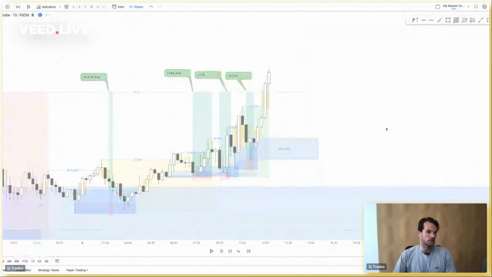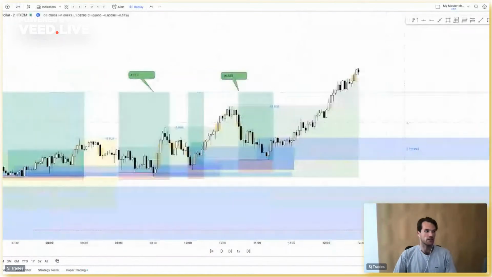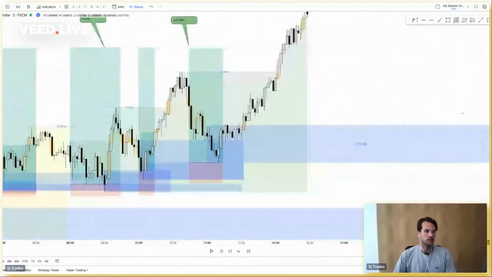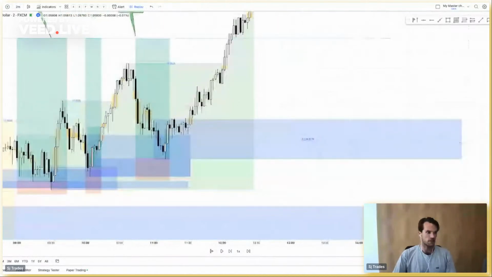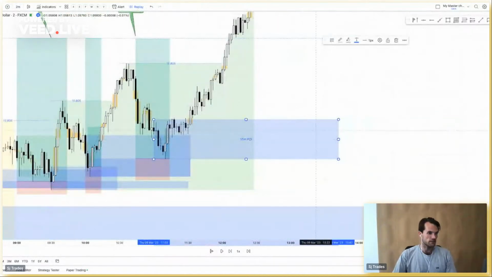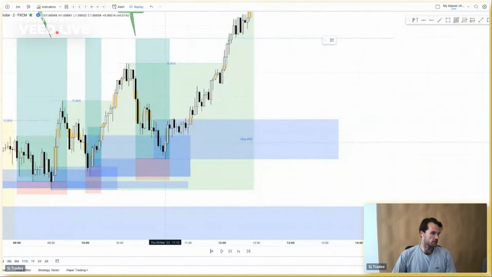That's why I just trade Euro USD at this point, because I know how it moves, especially with these opens and everything. So this is quite interesting. Let's see what happens here.